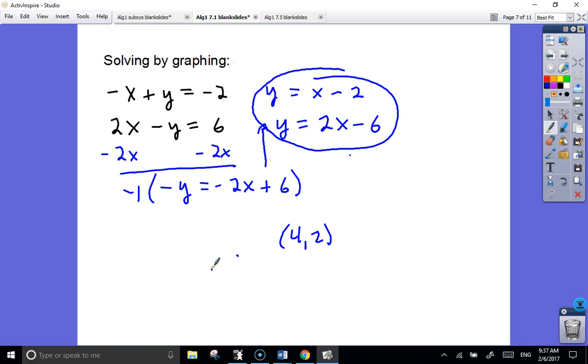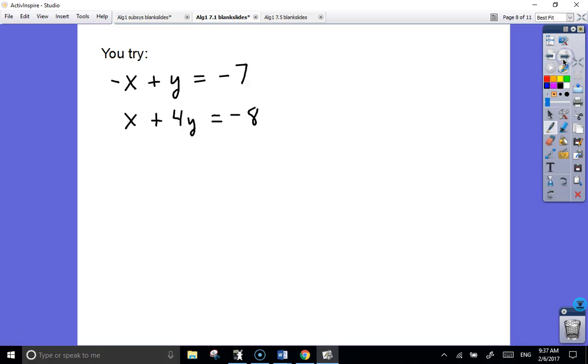I didn't divide, I multiplied by negative 1. So here, negative 1, negative 1, negative 1, and I get that. Okay. Eight. Okay, try that one. That's a you try.